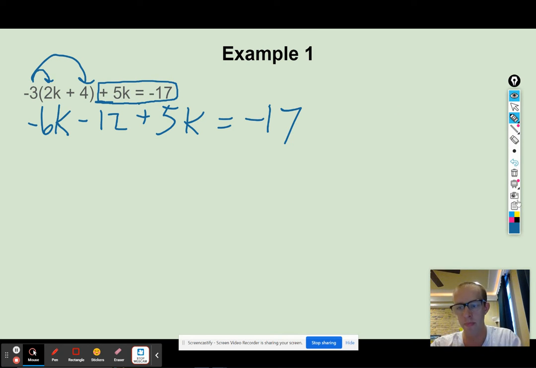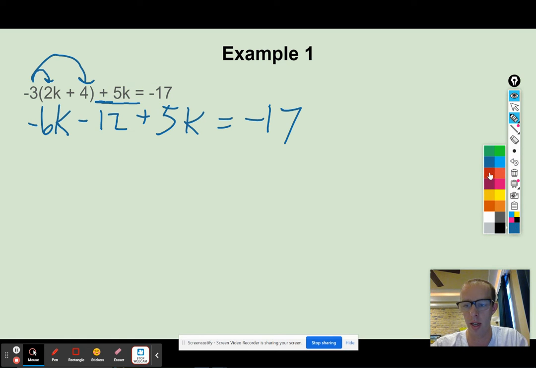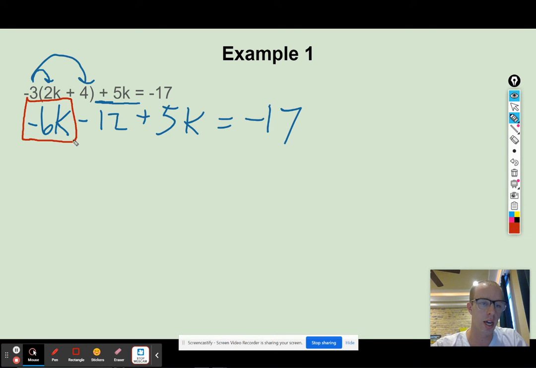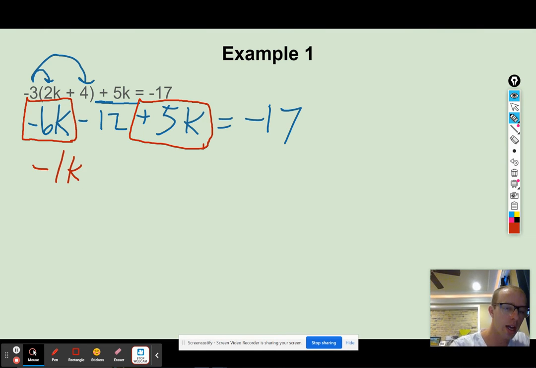All right. So we simplified it a little bit, but this side is still not as simple as a two-step equation. My goal is to slowly simplify these until I have a two-step equation. So I have some like terms I can combine. I have a -6k and a +5k. These can combine. -6 plus 5 is -1. I get -1k. This -12 just comes straight down.